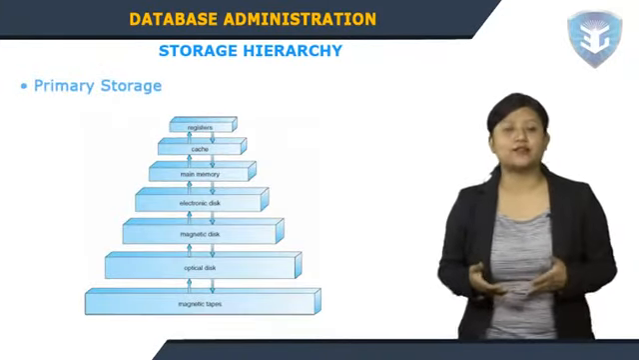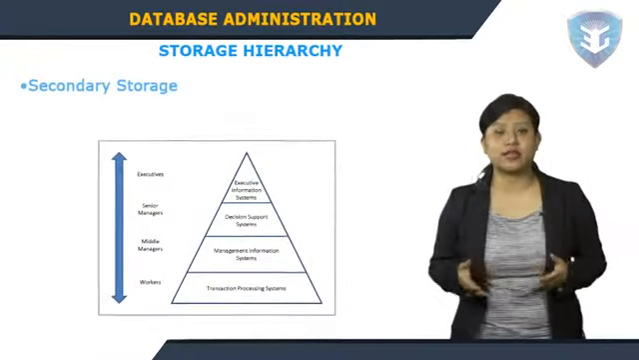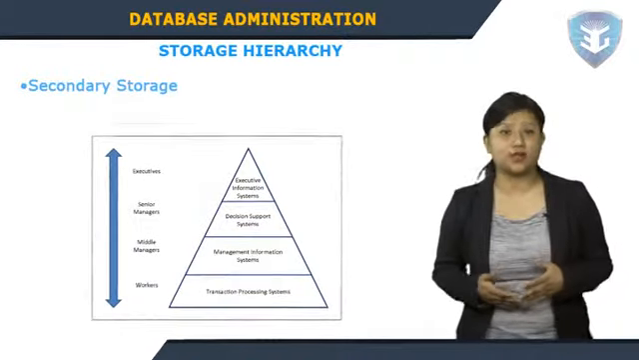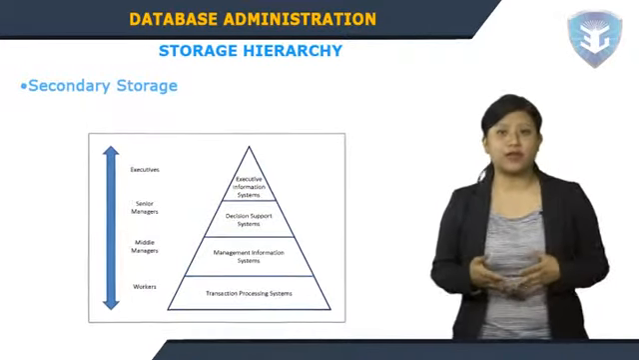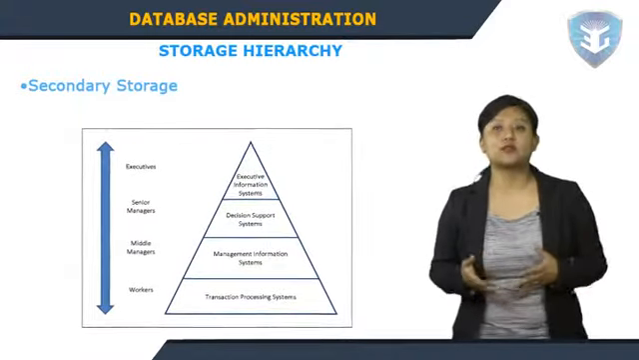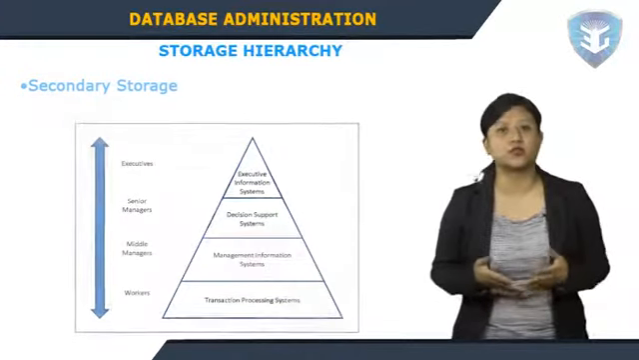Primary storage, the fastest media but volatile, cache and main memory. Secondary storage, next level in hierarchy, non-volatile, moderately fast access time, also called online storage, that is flash memory, magnetic disk. Tertiary storage, lowest level in hierarchy, non-volatile, slow access time, also called offline storage, example magnetic tape and optical storage.